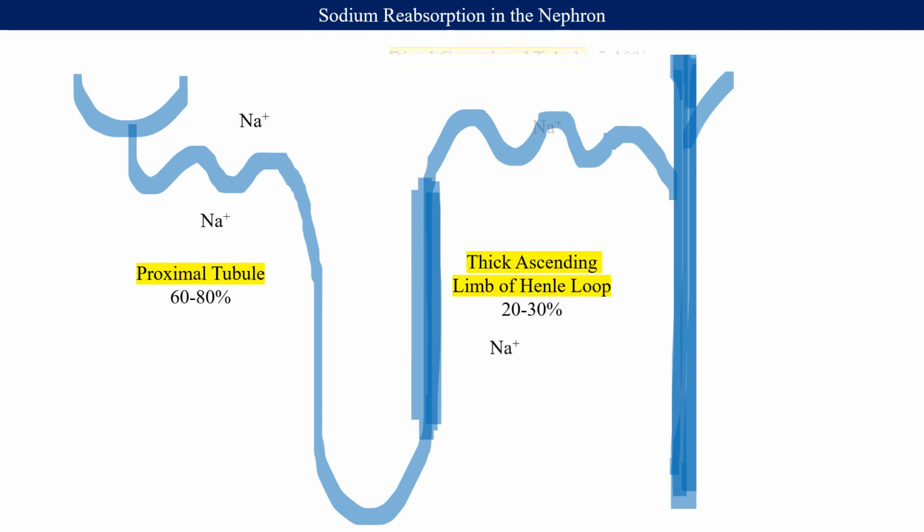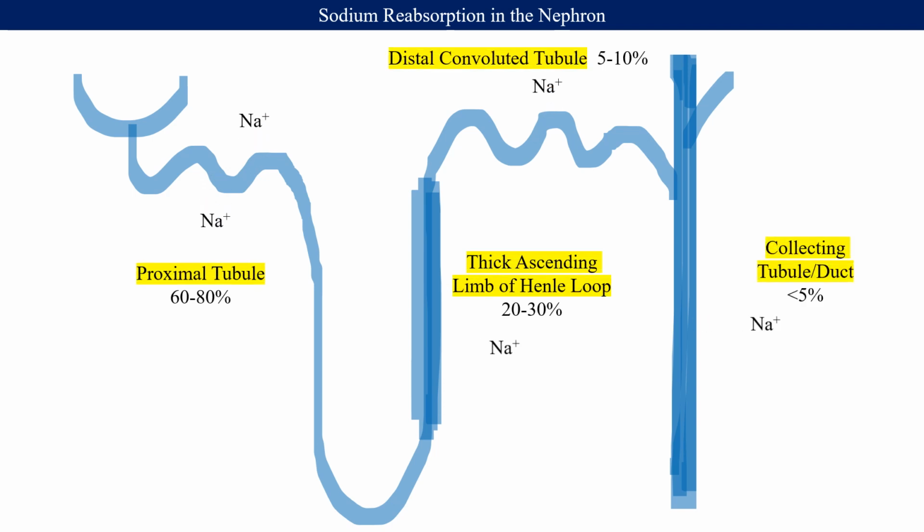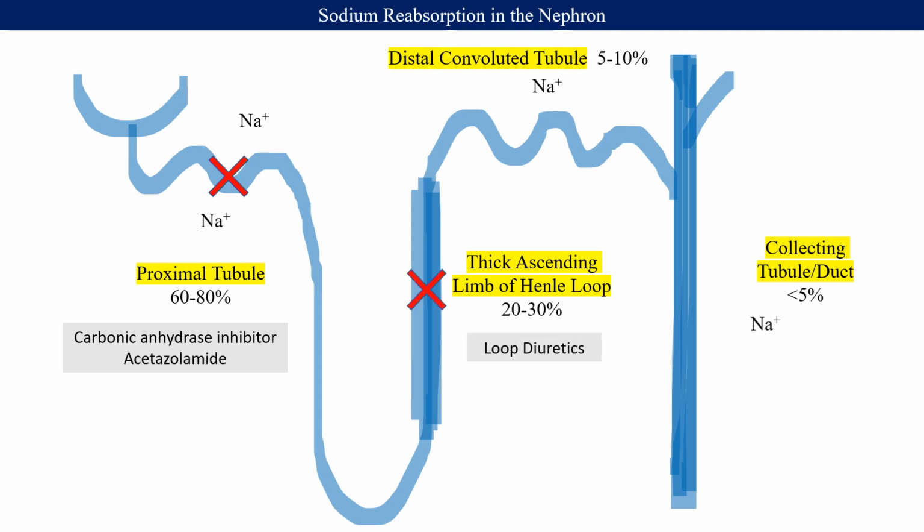Going back to our nephron, we have now discussed blocking sodium reabsorption at the proximal tubule with the carbonic anhydrase inhibitor acetazolamide, blocking sodium reabsorption at the thick ascending limb of Henle loop with loop diuretics, and blocking sodium reabsorption at the distal convoluted tubule with thiazide diuretics. Let's now learn about diuretics that can block sodium reabsorption at the collecting ducts.